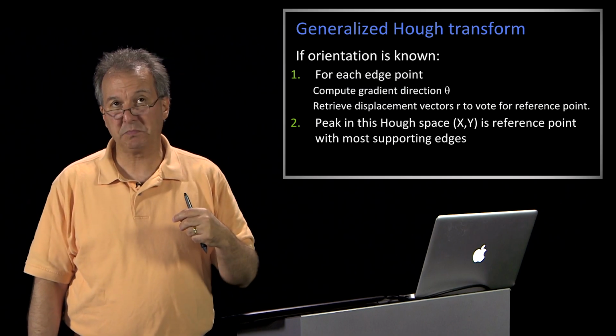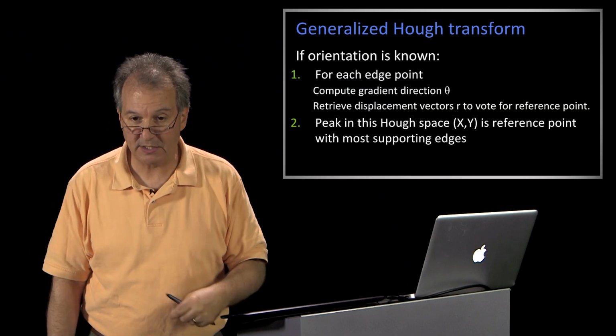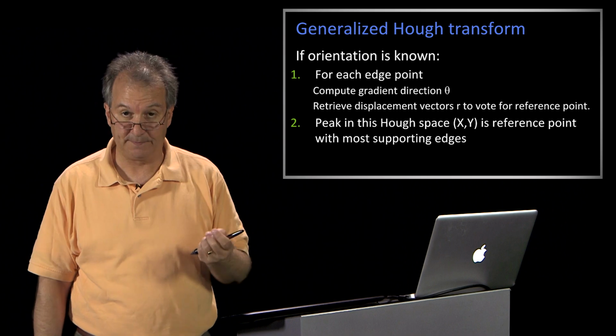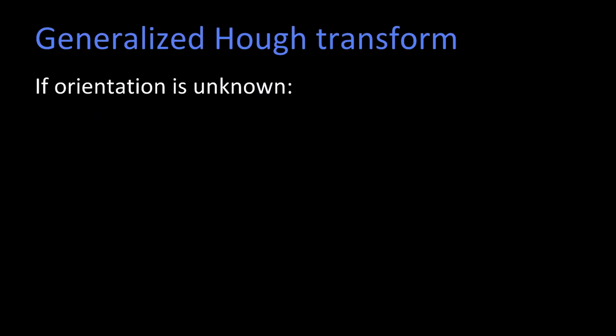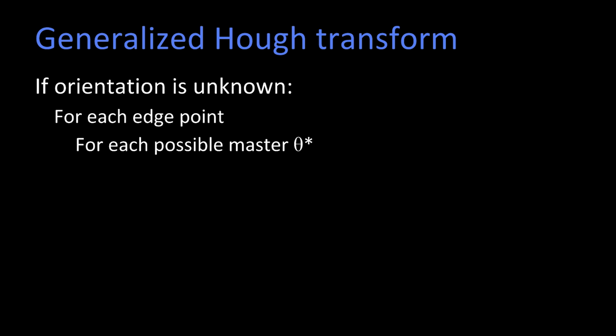Now, it's unreasonable that you might know the orientation and the scale. So let's talk about orientation. Suppose the orientation is not known. Well, all we have to do is try the different possible orientations, and that's written here. Again, for each edge point, but now we have what we'll call a master orientation. This is the actual orientation of the object.